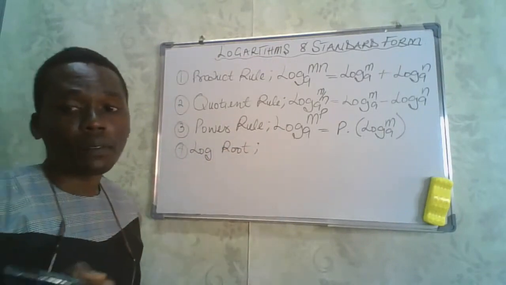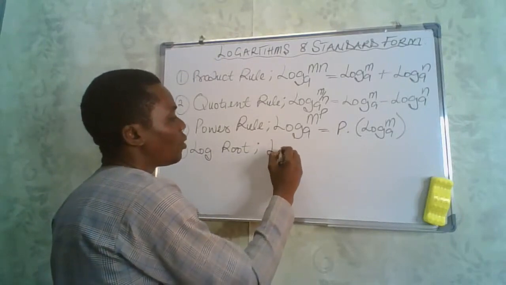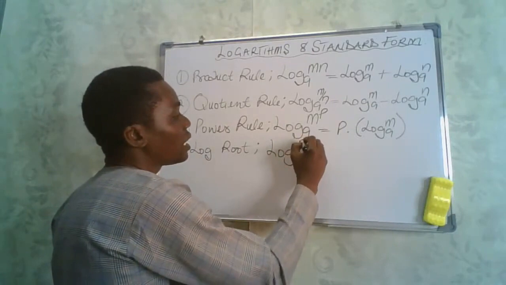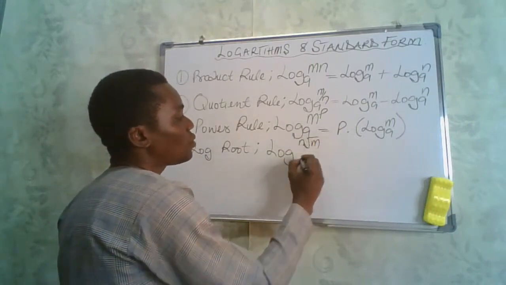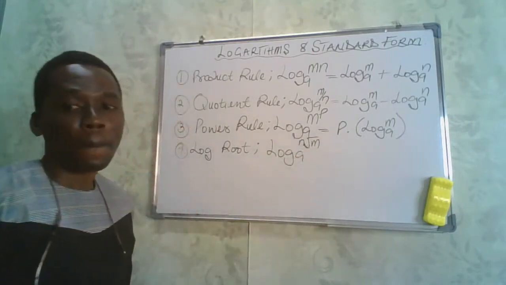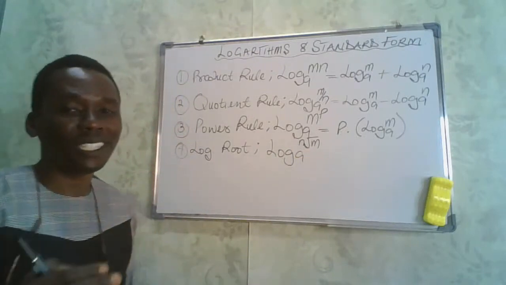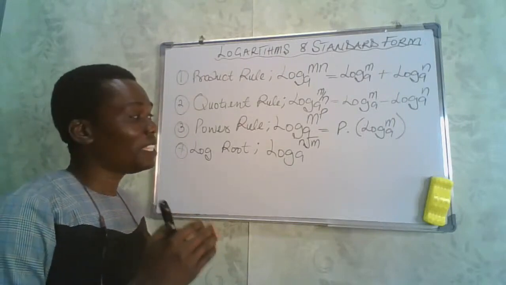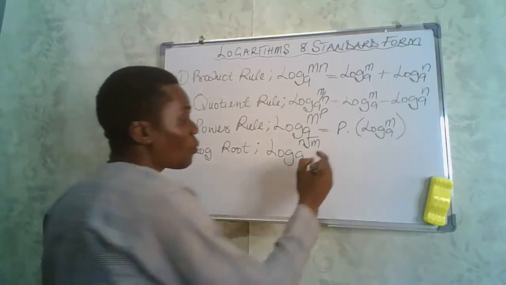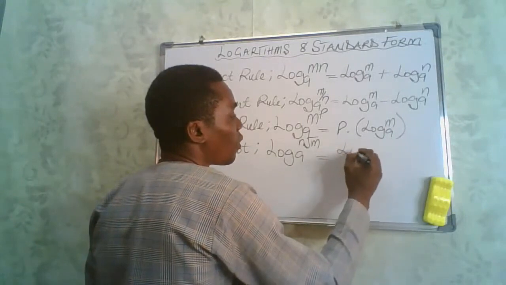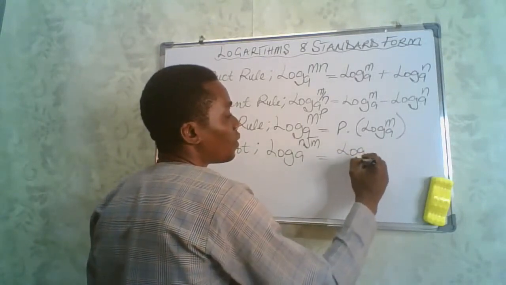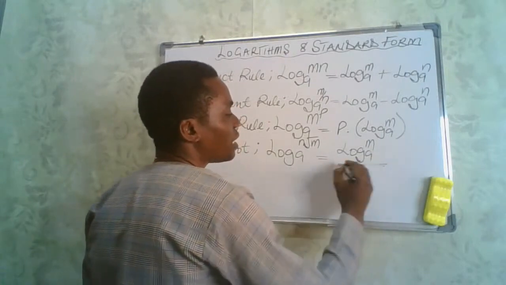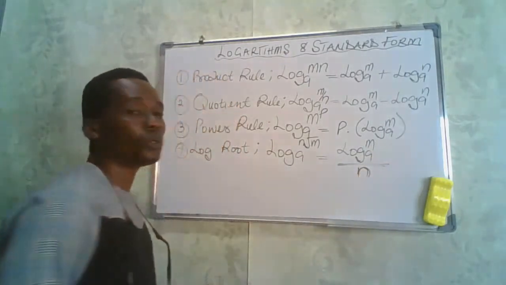Now, when we have a given log like this, the log of the nth root of m to base a, how do you play around with this? This is what we call the logarithm root. Now, if you are given this, do you know that this can be equal to the log of m to base a divided by n? And that is what we call the logarithm root.